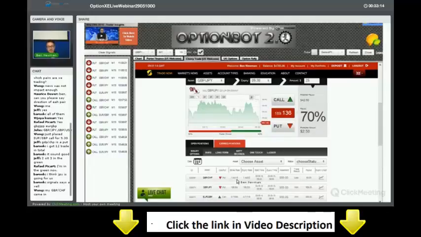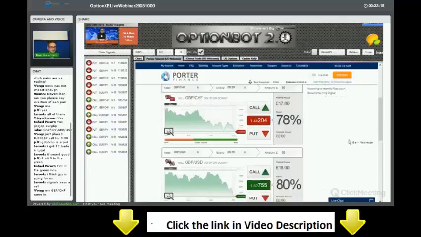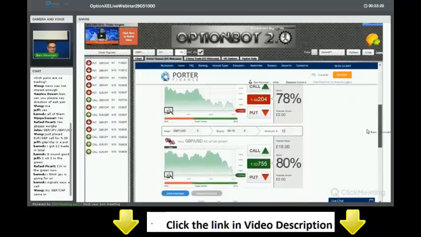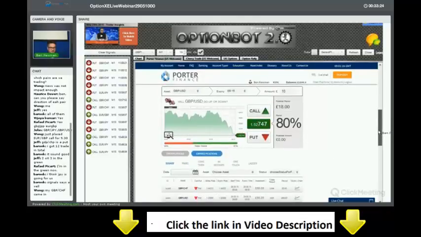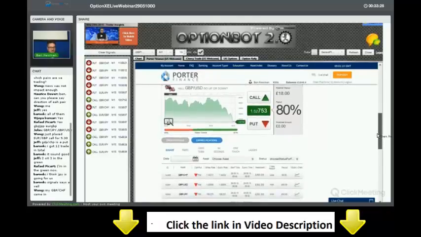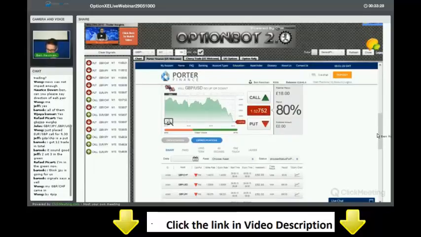Your GBP CHF came in. Well, I'm really happy about that. As you can see, mine didn't. It doesn't matter too much. I think we're in a pretty good position. Yeah, so my GBP CHF didn't come in, but all the others did. So let's round that up.